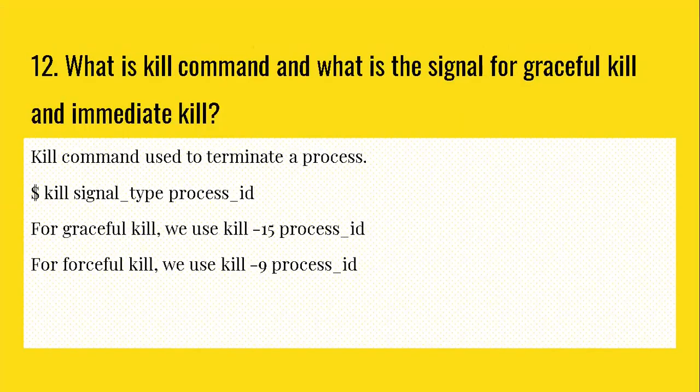Next is what is the kill command and what is the signal for graceful kill and immediate kill. The kill command is used to terminate a process. There are various signals in the kill command starting from 0 to 15. If we talk about the graceful kill, then we will be using kill -15 and then the process ID. Graceful means one process is executing some statement somewhere, so it will not kill the process unless it completes its task. But in case of immediate kill, kill -9 will immediately terminate the process. It does not care whether the process is completing the task or not if you have mentioned kill -9.